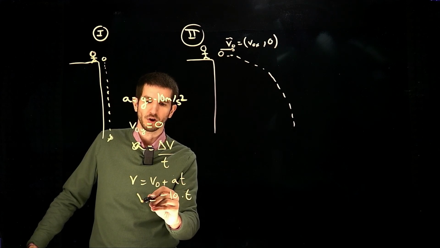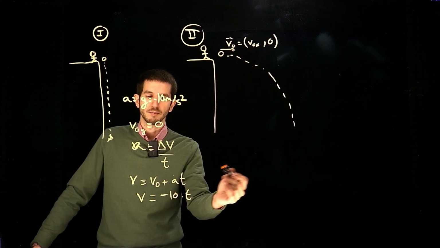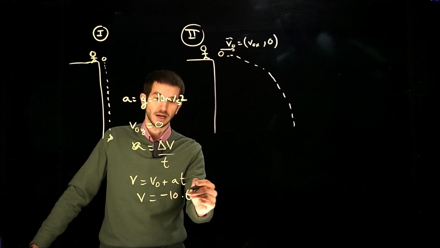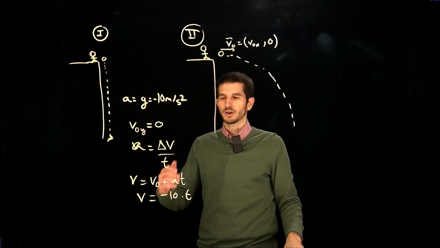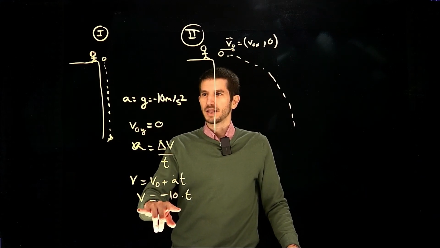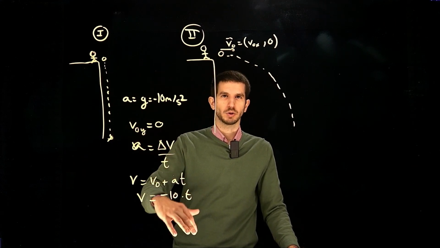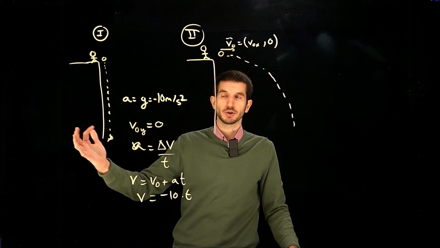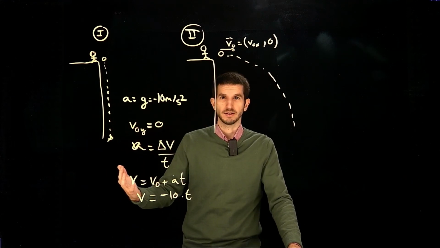We can just say that the velocity is going to be minus 10 times t, where we've taken 10 instead of 9.8 because we don't want to get confused with the math. So basically this is the idea. The first second the velocity is going to be minus 10 meters per second, the second minus 20 meters per second, the third second minus 30 meters per second. So it's gaining 10 meters per second per second, right? That's what the acceleration is telling us.